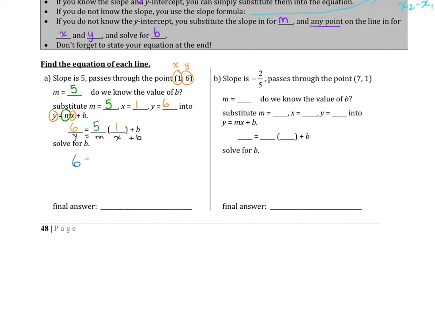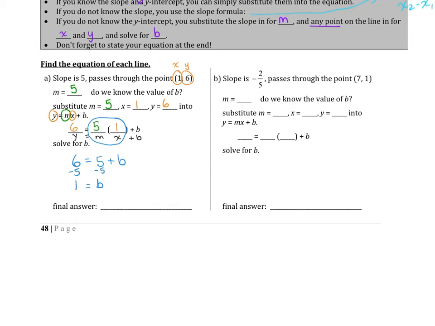All right, so the first step is to take the 5 and multiply it by 1, and that gives you 5 plus b. Now sometimes that will give you a fraction. You either use your fraction skills in your brain or you use your fraction button on your calculator. So now this is just like solving an equation. To isolate b, we're going to subtract 5 from both sides. So that means b is equal to 1.